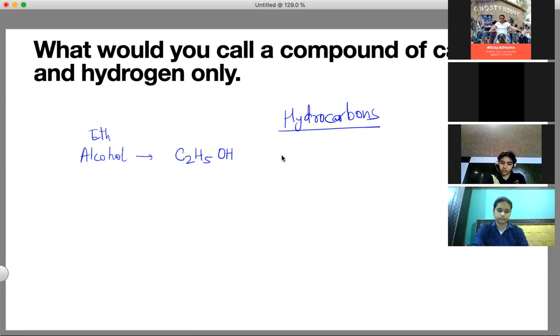ठीक। ओके, सो एथेनॉल में देखिए यहाँ पे ऑक्सीजन भी है, सो इट इज नॉट अ हाइड्रोकार्बन। ओके, सो केवल हाइड्रोजन और कार्बन का होना इनफ नहीं है, इट शुड हैव नथिंग अदर देन हाइड्रोजन एंड कार्बन फॉर इट टू बी कॉल्ड अ हाइड्रोकार्बन। ठीक है, सो give me an example of a hydrocarbon now.